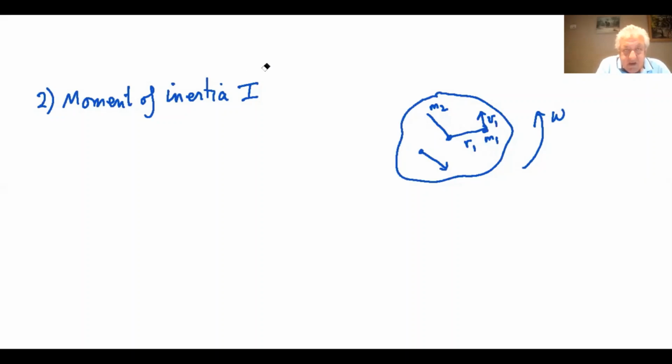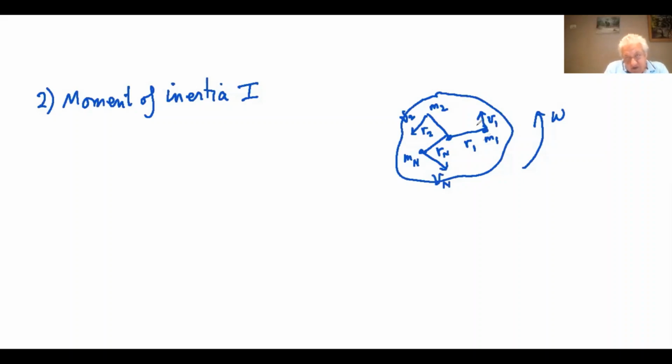Let me draw that again. So let me call that V2, R2. This one is a general one, so this one is M capital N, and from the origin should be a right angle here. This distance here will be Rn, and this velocity V capital N.